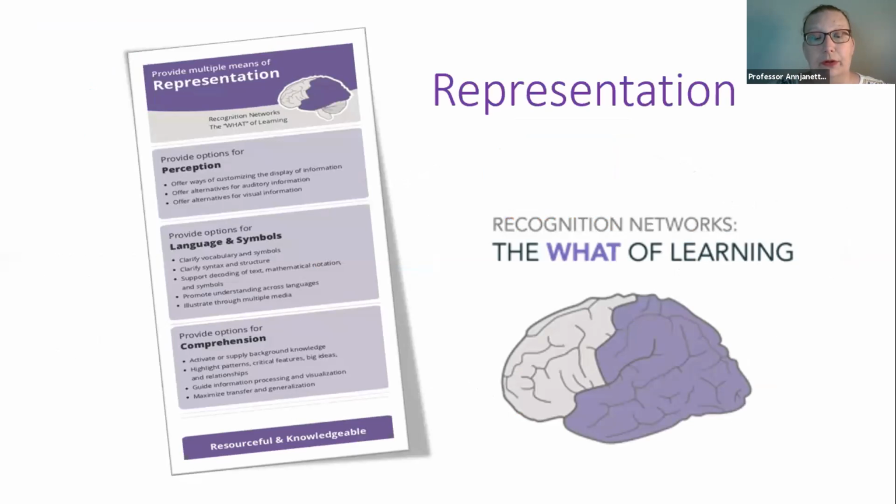The next principle is representation, or the what of learning. The key concept of this principle is that learners differ in the way they perceive and comprehend information that is presented to them. For example, those with sensory disabilities, for example blindness or deafness, or learning disabilities such as dyslexia, language or cultural differences, and so on, may require different ways of approaching content.